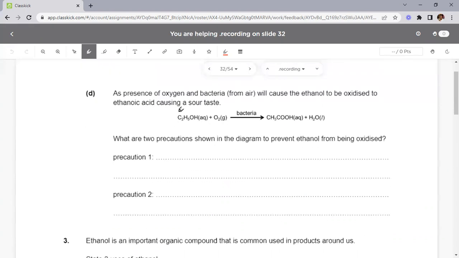Now, there are two precautions to prevent the ethanol from being oxidized. In part D, it says that if oxygen and bacteria from the air get in, they will cause the ethanol to be oxidized to ethanoic acid. This is not good, because it will have a sour taste. Sometimes when you leave wine out for too long, it turns sour. It's really because ethanoic acid is formed. It becomes vinegar. So what are the two precautions that we should take?